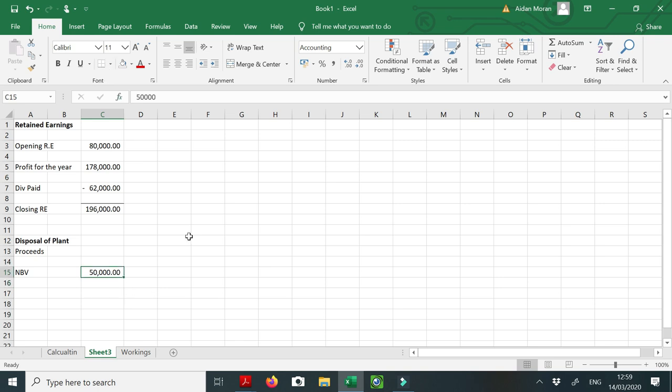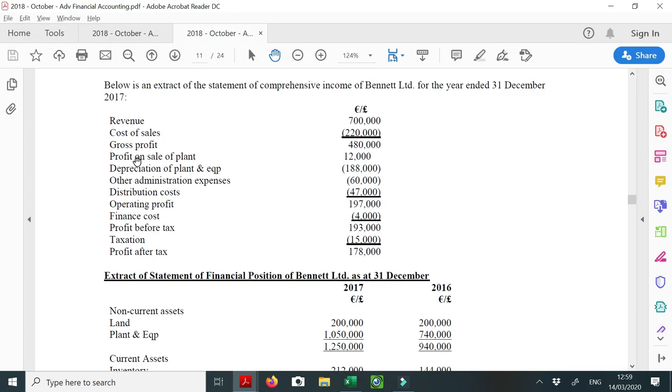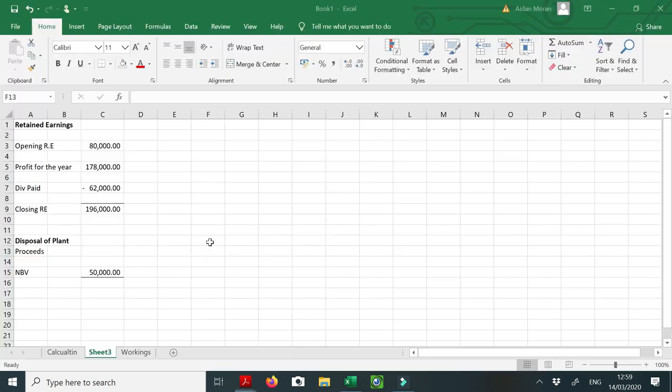And I know that in my question it told me I made a profit on the sale. So I sold something. I made a profit of 12,000. How much money did I get? I would have received 62,000. So if I got 62, it was worth 50, I made a profit of 12. So you see my point, you could do this by doing disposal accounts and looking at depreciation and your bank and your multiple T accounts. If you just break it down, I made a profit of 12. It was worth 50. So therefore I had to sell it for 62.